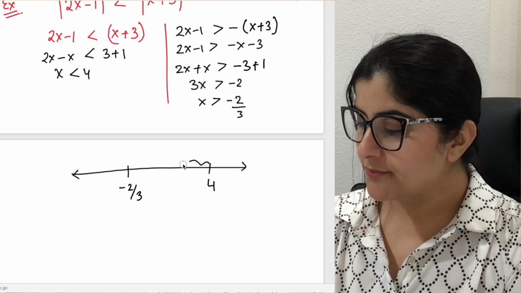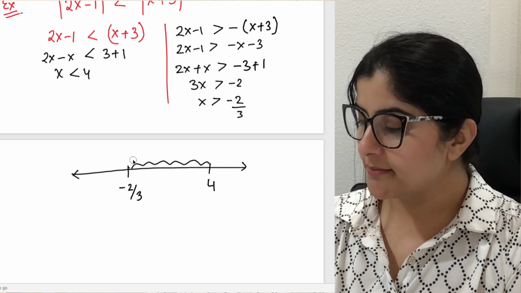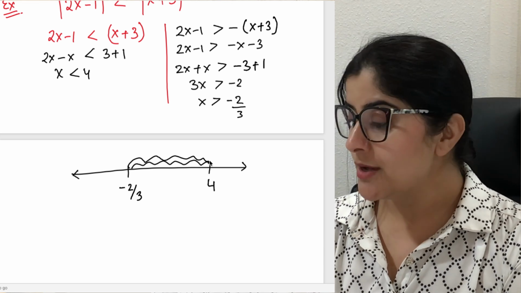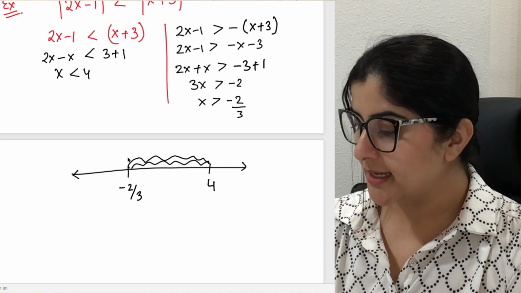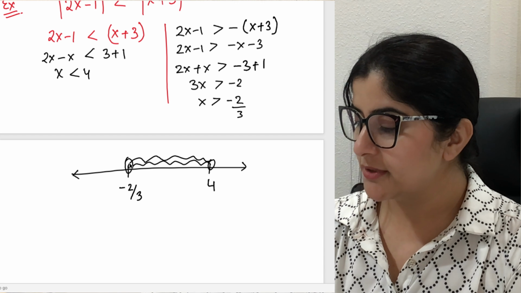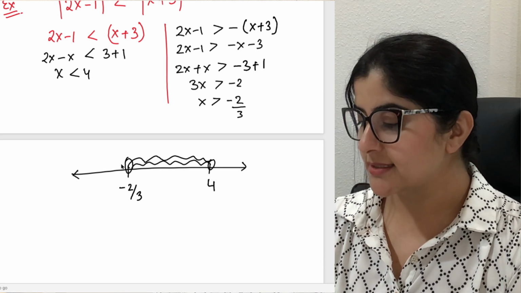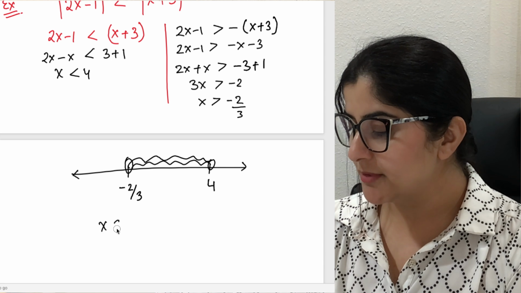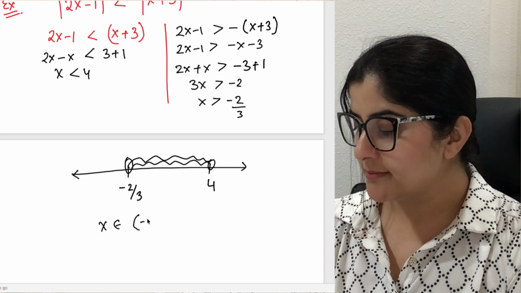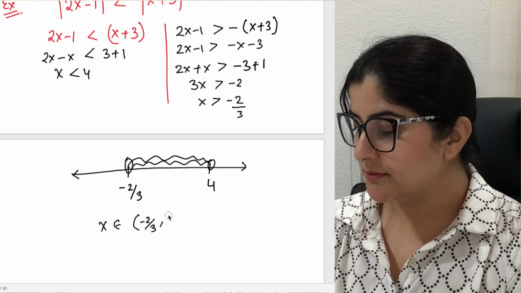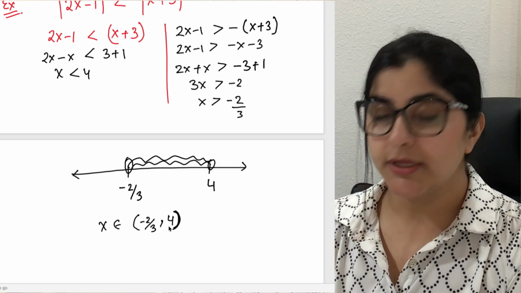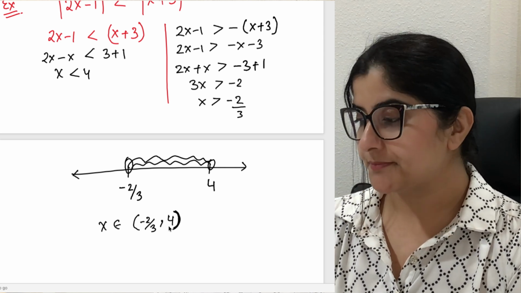x is less than 4 and x is greater than minus 2 over 3. So this is the area that we are going to highlight for the solution, and both endpoints are not included, so open circle on both endpoints. And for interval notation, we will say that x belongs to this interval, minus 2 over 3 to 4. Write down both endpoints and use the open bracket just to tell that both endpoints are not included.